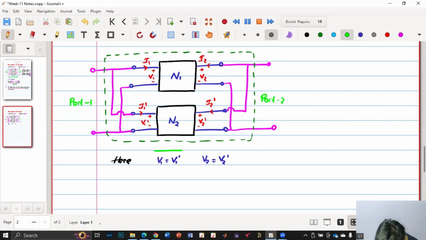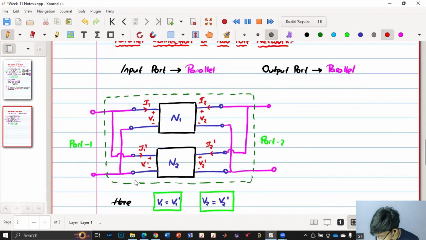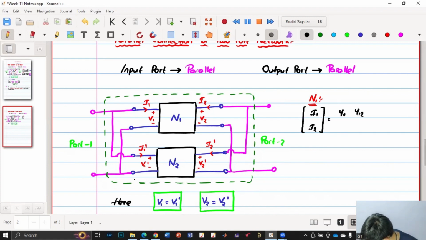Okay. So now we want the voltages to be on the right hand side. So we can also simply add in this case also. So in what parameters are voltages on the right hand side? If you remember, Y parameters. So we'll start with the network N1. What are the Y parameters? So on the LHS side, we have I1, I2 equals Y11, Y12, Y21, Y22 into V1, V2. Now we'll go to network N2.